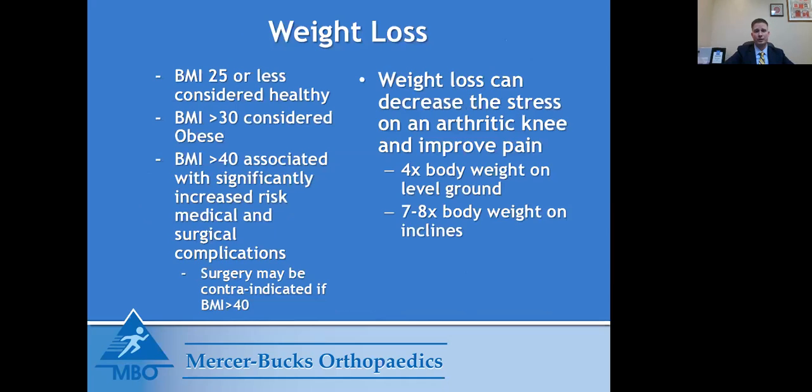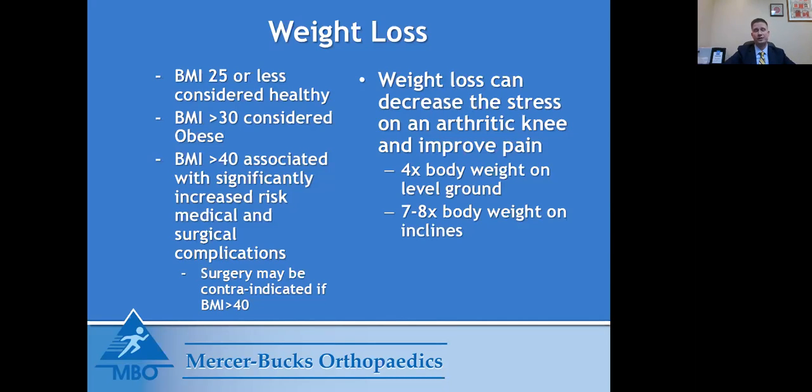As we move along, when we're talking about weight loss, we're looking at something called the BMI, or body mass index. What's generally considered to be a healthy BMI is 25 or less. What really concerns us is if the BMI increases to over 40. That's generally been associated with increased health risks, cardiovascular disease, pulmonary disease, other vascular disease, and also increased risk of surgical complications. So the basic importance of weight loss is to decrease the stress of an arthritic knee and to improve overall pain.